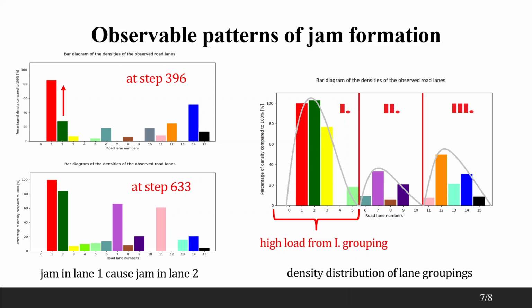The other pattern is on the right side. Thanks to our lane numbering and grouping, we can recognize different traffic flows from each direction of the city. On this particular figure, with the help of the hand approximated density distribution of each grouping, we can recognize a high traffic load from the first direction of the city.